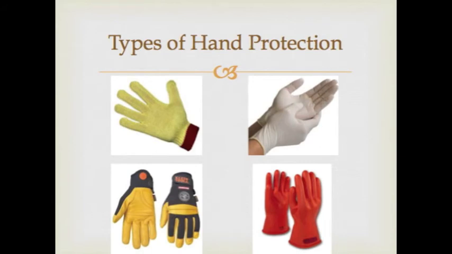On this slide, we have some pictures of the different types of gloves. At the top left, we have a fabric glove. At the top right, we have a chemical and liquid resistant rubber glove. At the bottom right, we have an insulated rubber glove. And at the bottom left, we have a leather glove.